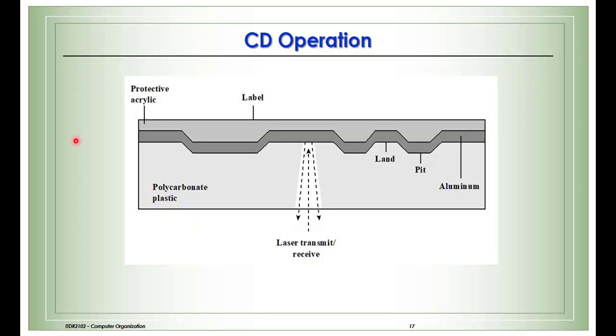CD operation means the reading. What's the operation that we can use? The CD or any memory has two operations, either read or write. Either we read or write. So on the CD, the laser will be used to read and write or burn the data on the CD. And the laser will use the idea of land and pit to read the data from the CD.